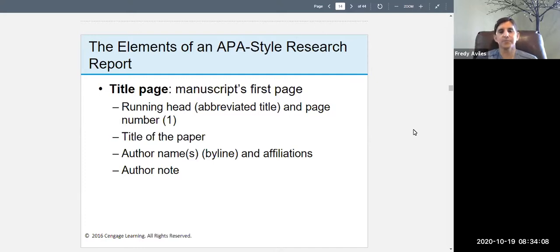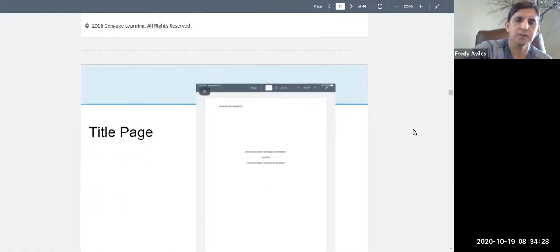And then there's an affiliation, that would be the school. For you guys, that would be Antelope Valley College. You write that in there. Author note, you don't really need that. Leave that out. But if you were writing something for publication, you might have an author note just for information there, but you don't need an author note. You can leave that out for the paper.